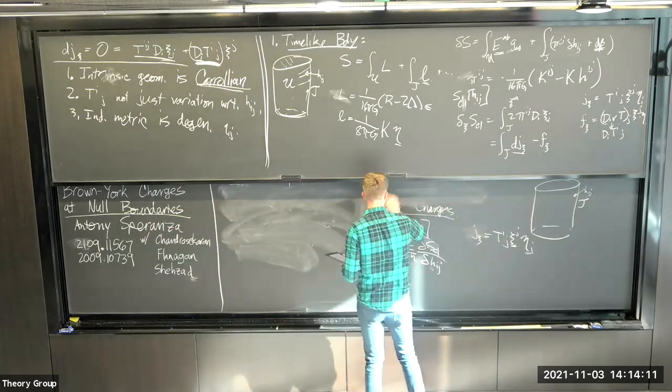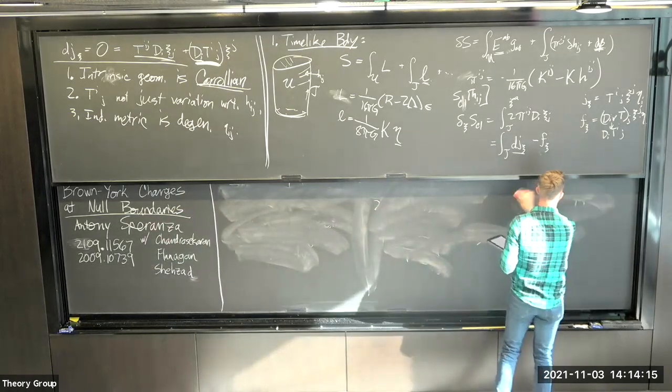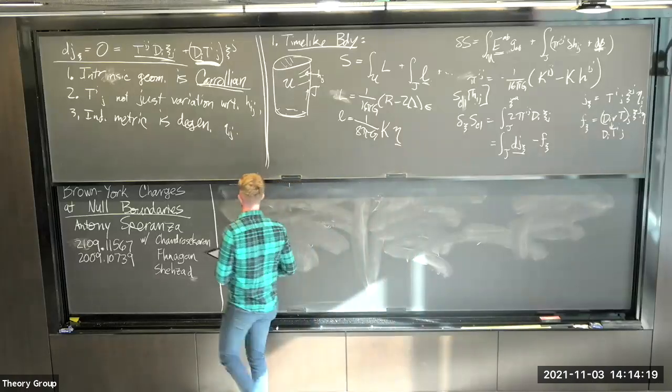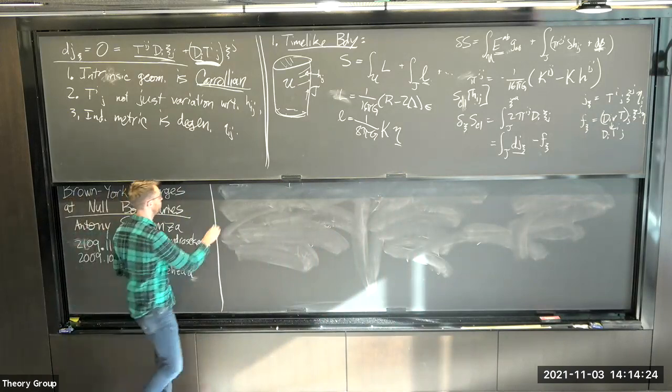I'll try to go a bit quicker. So the question we have to answer is kind of what is the analog of this Dirichlet action for a null boundary?